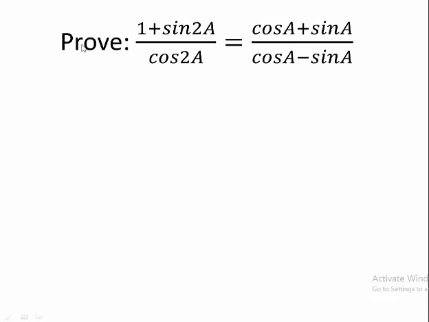Now this one is a fraction where it says prove (1 plus sine 2a) all over cos 2a equals (cos a plus sine a) over (cos a minus sine a). So let's carry on with the solution here.